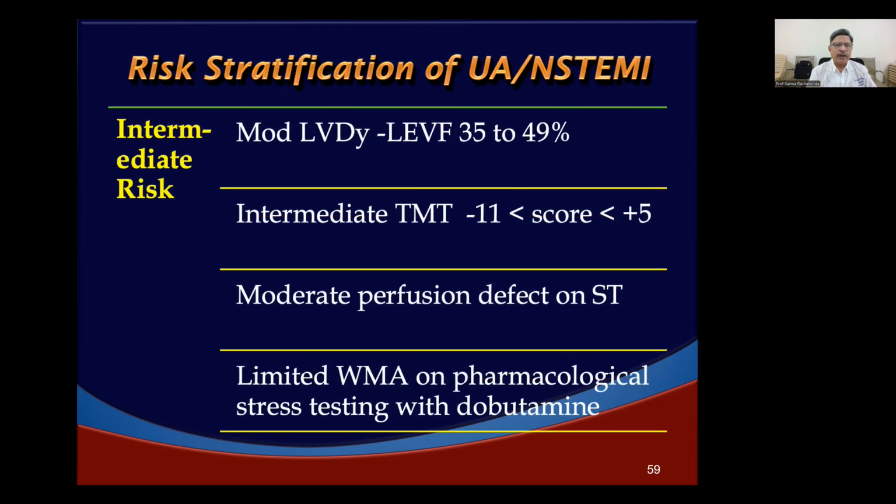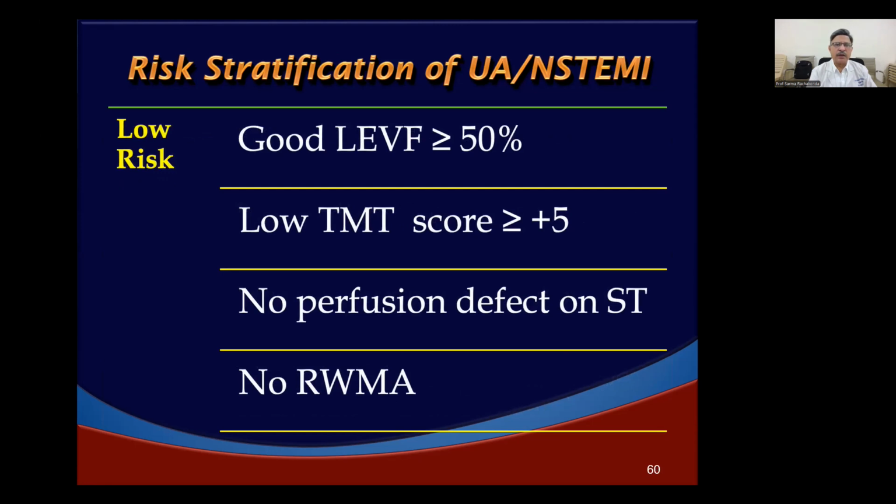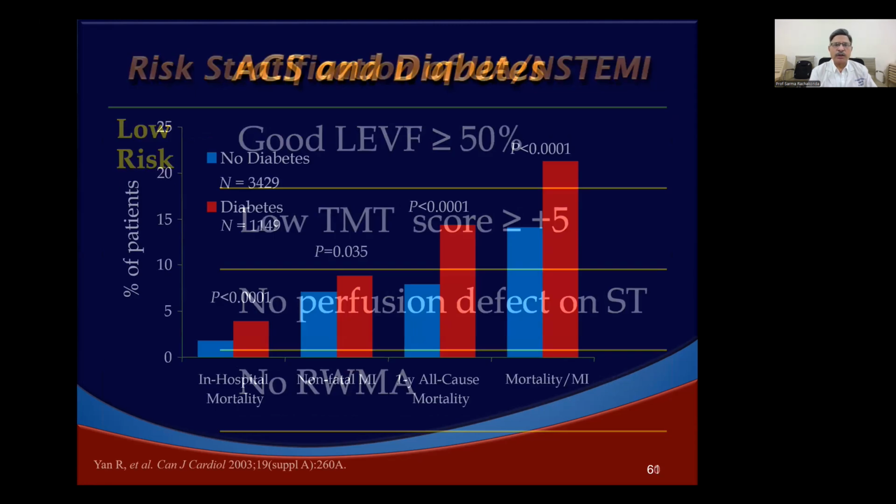What is the intermediate risk? Moderate LV dysfunction, intermediate TMT scores, moderate perfusion defect on the stress test, and then limited wall motion abnormalities on pharmacological stress testing with dobutamine. Okay, low risk: good LVF, low TMT scores, no perfusion defect, no wall motion abnormality. It is a low risk case.